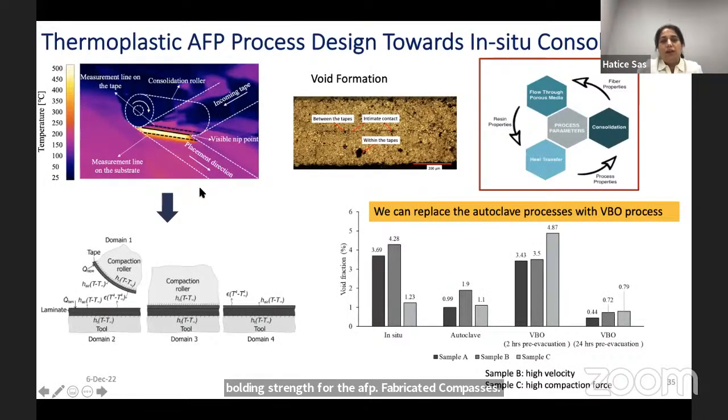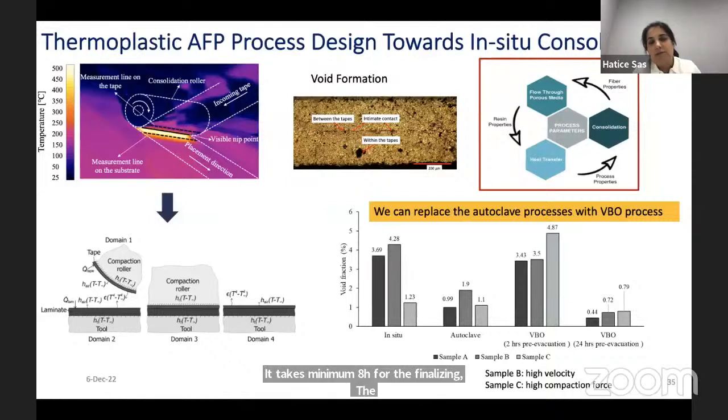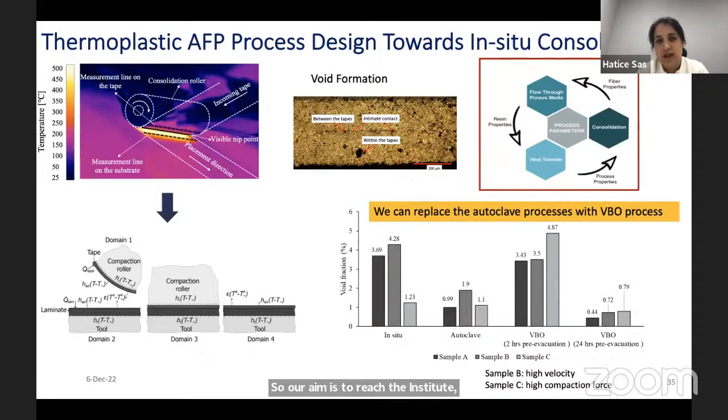And additionally, as I mentioned earlier, the challenge with the AFP right now is people are using the AFP just for the layup, but the future is asking to get the AFP device to give them the final product. So what people are recently doing is after the AFP layup process, they are using this expensive autoclave or hot press process. It takes a minimum of 8 hours for finalizing the consolidation. So our aim is to reach in-situ consolidation at the end, but our first pit stop was replacing this expensive autoclave process with an out-of-autoclave process, a vacuum bag-only process.